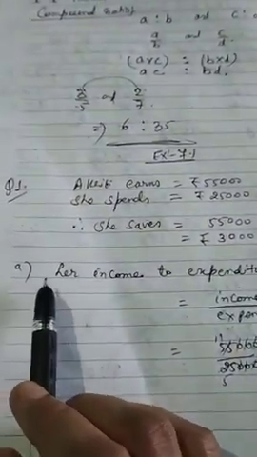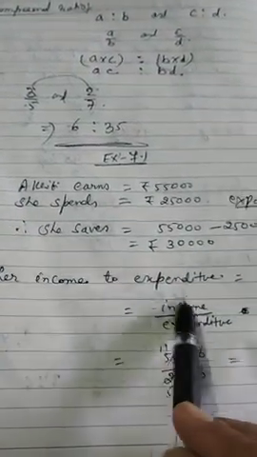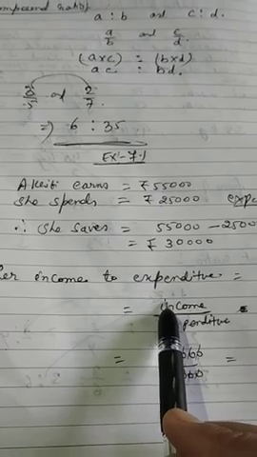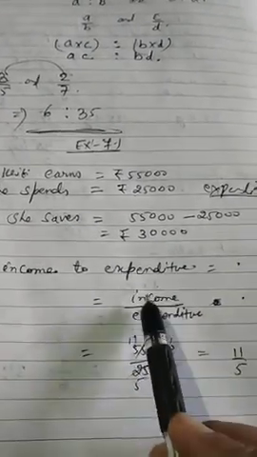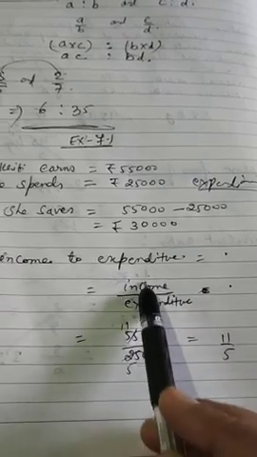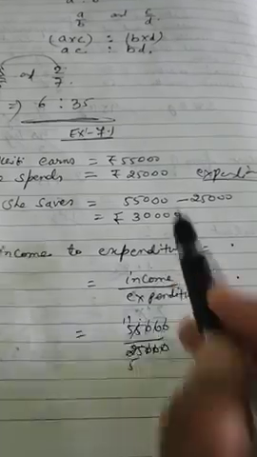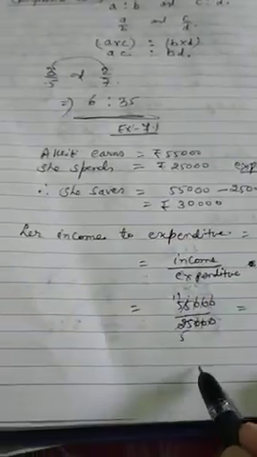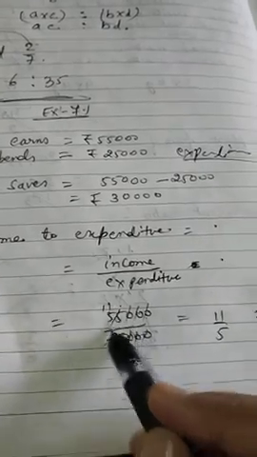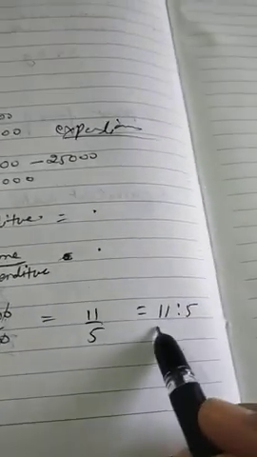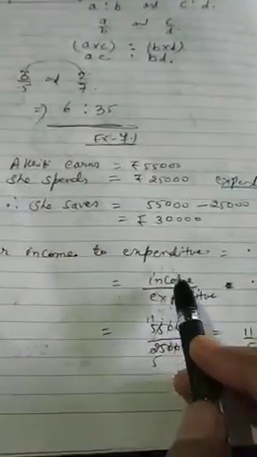Now you have to find the ratio of her income to expenditure. The first part goes in the antecedent and the second part in the consequent. So we write income to expenditure. Income is 55,000 and expenditure is 25,000. Now you can cancel out by the table of 5: 5 times 11 is 55, 5 times 5 is 25. So 11:5 is the ratio of income to expenditure.